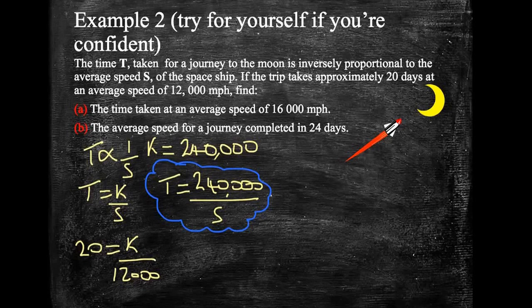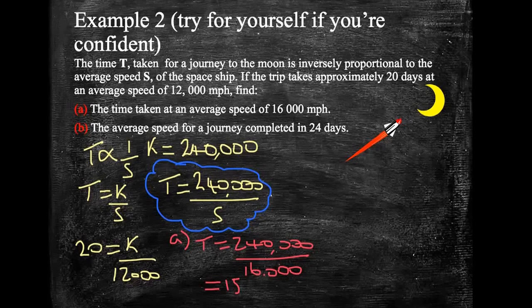This is the formula I'm going to use to work out the rest of the questions. Okay, let's see if we can work them out then. The time taken at an average speed of 16,000. So part A, t equals 240,000 divided by 16,000. Again I'm using my calculator here just to work this bit out. I could do it in my head, but I can't be bothered. It equals 15 days. I almost wrote seconds there, it's a ridiculous answer. So 15 days.